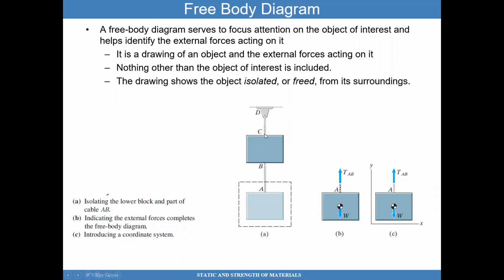As an example, I have two boxes, and these boxes are attached by a cable that goes from D to C, and this box is attached to this box by a cable that goes between B and A. If I want to do a free body diagram of the bottom box, I will draw a dashed line on that box and isolate it. And what I have there is the weight of that box, and then the tension that's acting on that box along the cable. And so that's TAB, this tension force here.